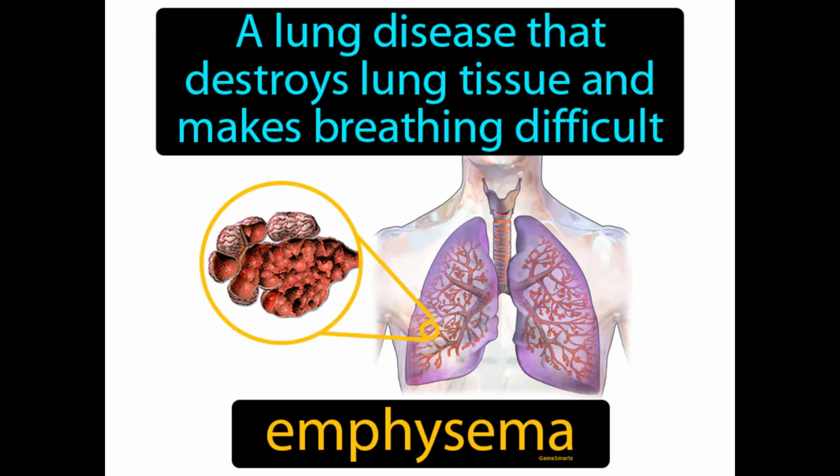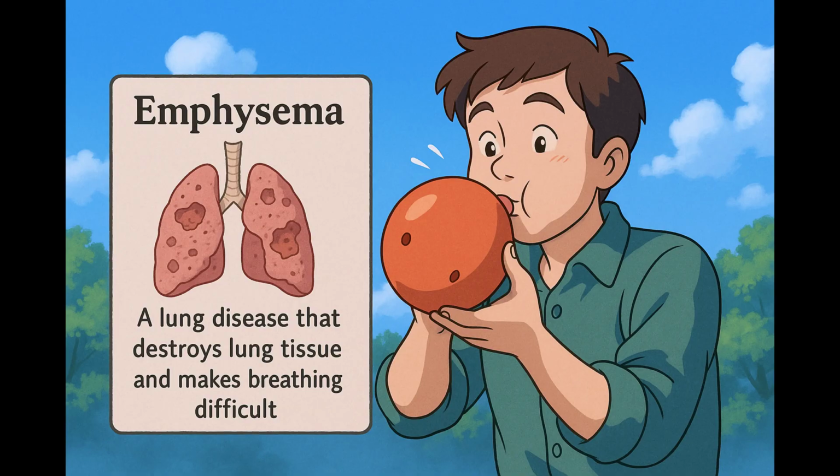A lung disease that destroys lung tissue and makes breathing difficult. Emphysema. Emphysema is a condition where the air sacs in the lungs are damaged, causing difficulty in breathing. Imagine trying to inflate a balloon that has several small holes in it. Just like how the air leaks out of the balloon, making it hard to stay inflated, emphysema causes damage to the tiny air sacs in the lungs, preventing them from holding air effectively.